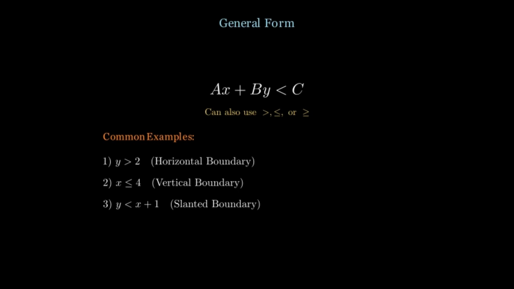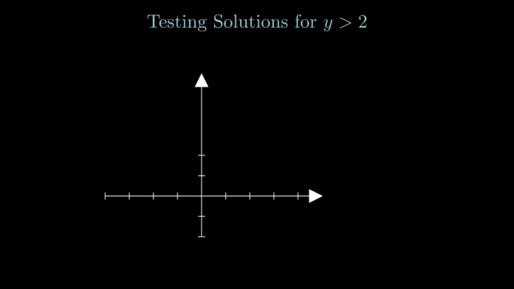Each of these inequalities creates a boundary in the coordinate plane. The boundary might be horizontal, vertical, or slanted. Our goal is to determine which part of the coordinate plane contains the solutions. Let's see what a solution actually means.